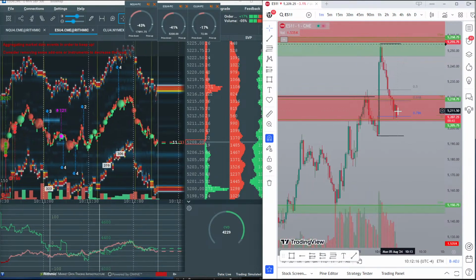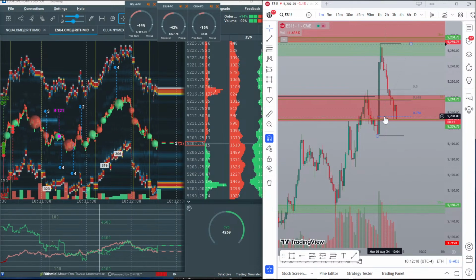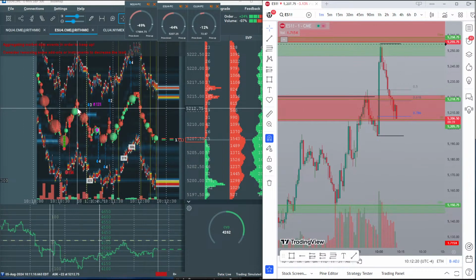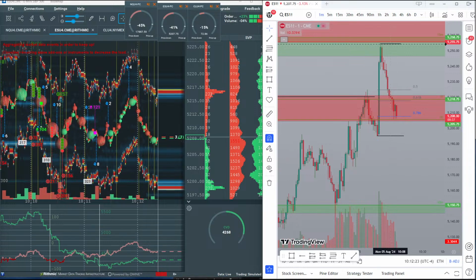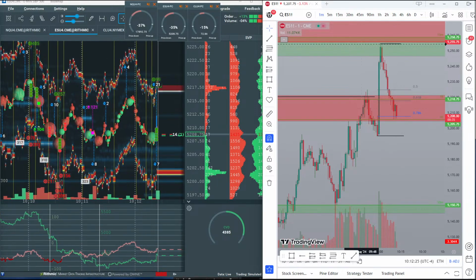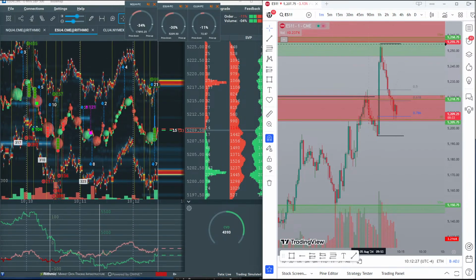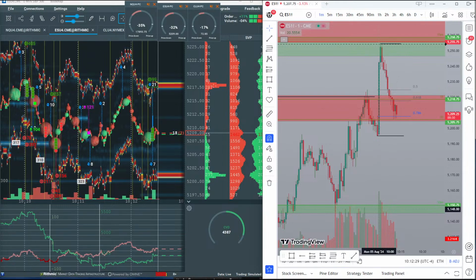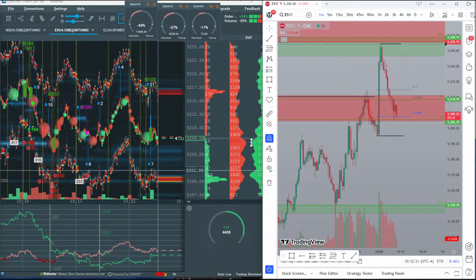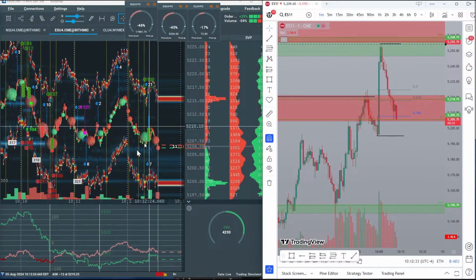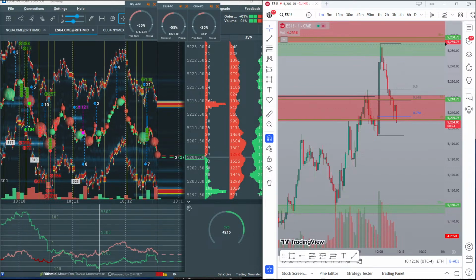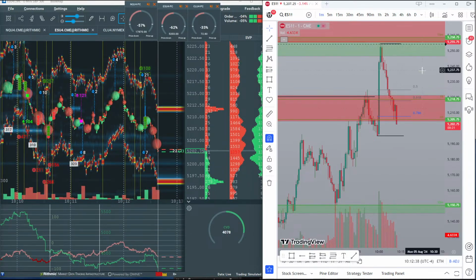Sellers again trying to step in. ES was trying to hold this 78% right here, though. So I would be careful with any type of short positions. If we do start holding, but it looks like we want to fold. A lot of absorption coming in there, though. Nice move lower.